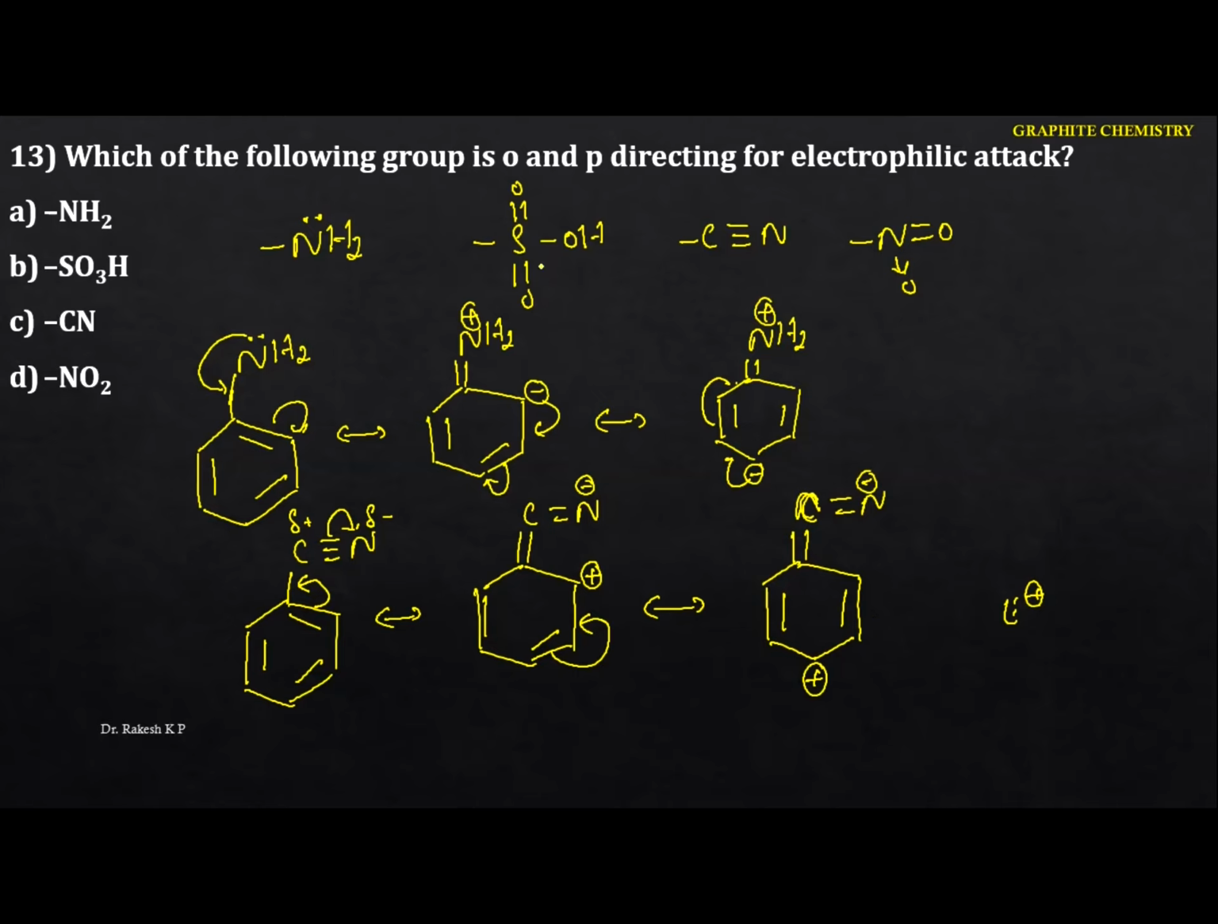That means these groups show the minus M effect, especially these three, but this one shows the plus M effect. The plus M effect always directs to the ortho and para positions. In this case the option is A. Okay, so next one.